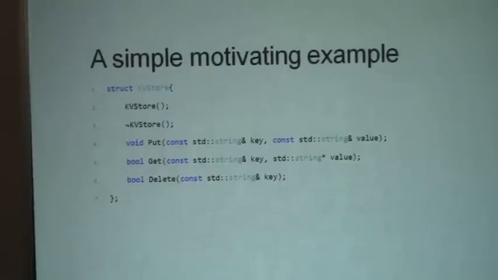Everybody is doing key-value stores these days. So just a simple one: the key-value store has a constructor and destructor. You can put something in there, you can get something out, and you can delete something. The Boolean values just say if you try to get something that isn't there, it'll return false. And delete, if you try to delete something that's not there, will also return false.